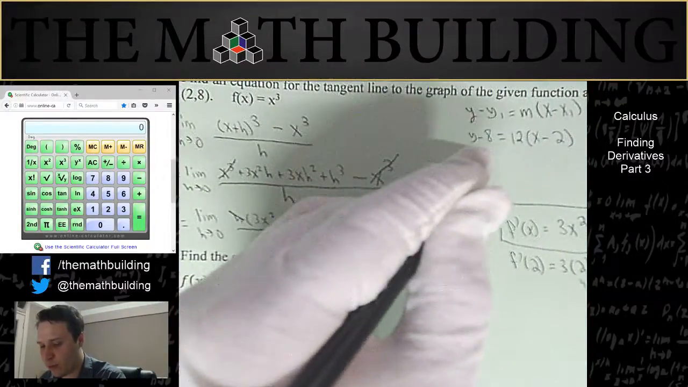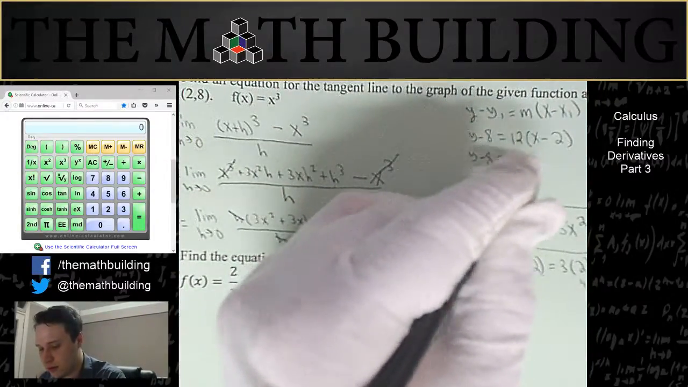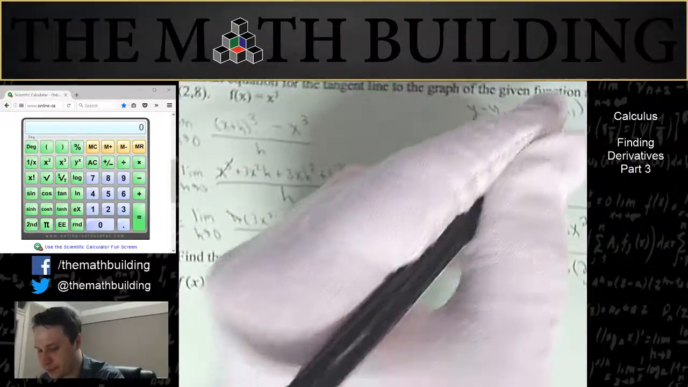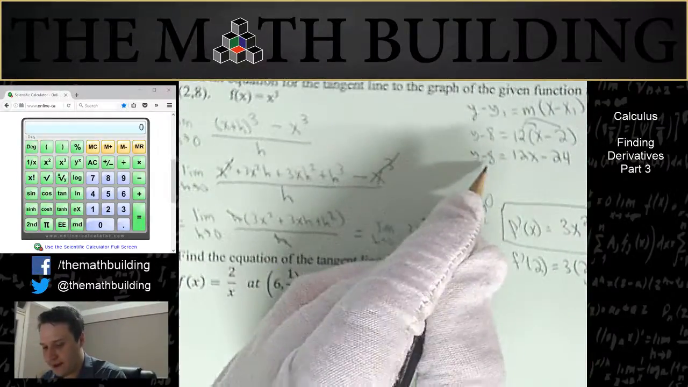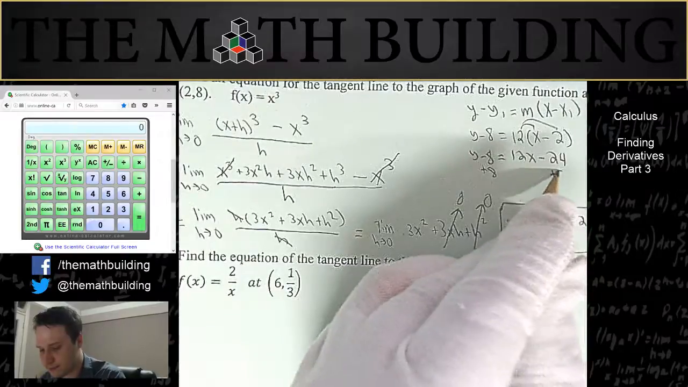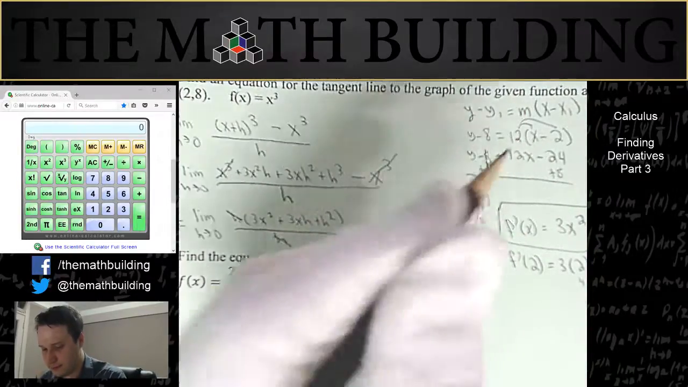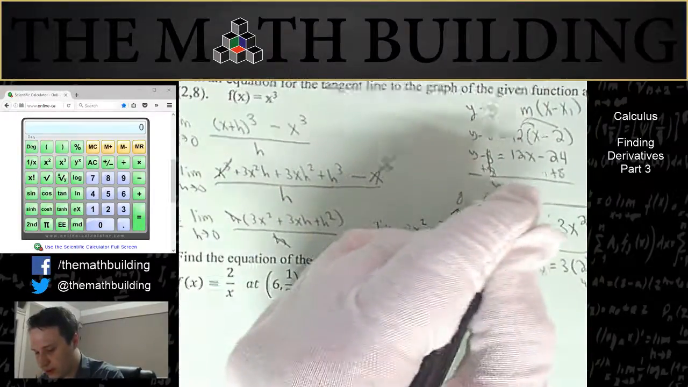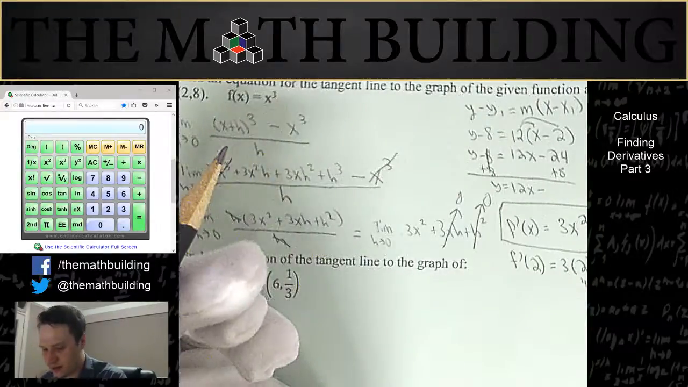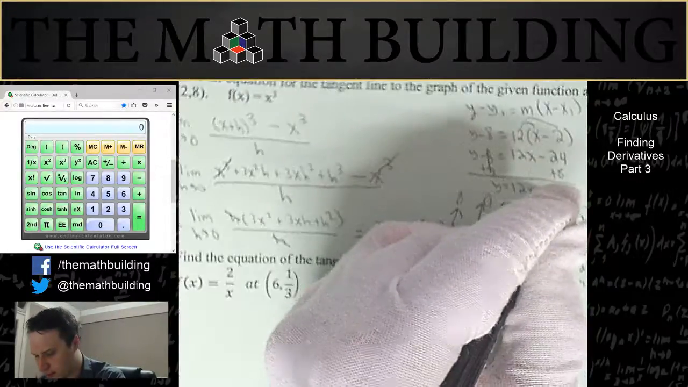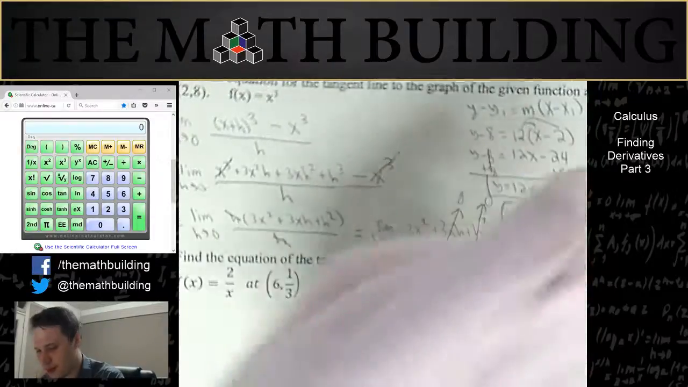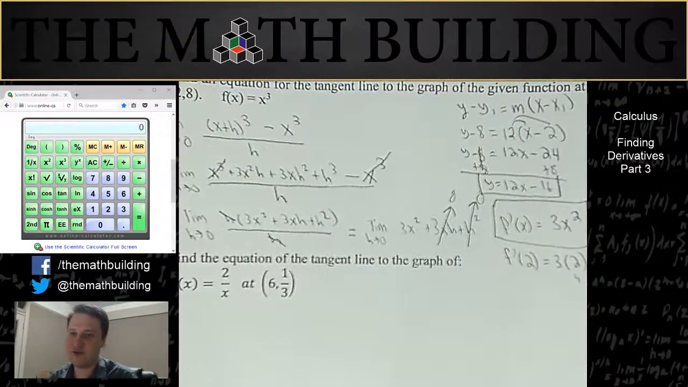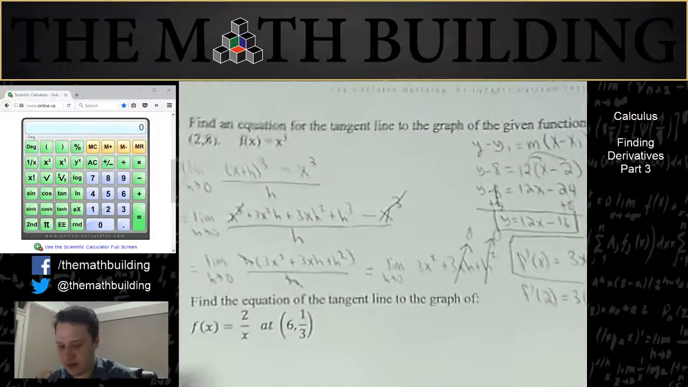Finally, just solve for y to get the equation of the line. So, and then just add the 8 over. Y equals 12x minus 16, it looks like. And there's the equation of the line they're looking for. Y equals mx plus b, y equals 12x minus 16.